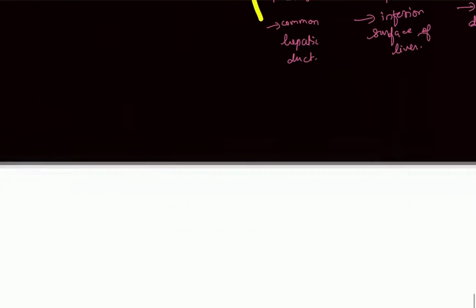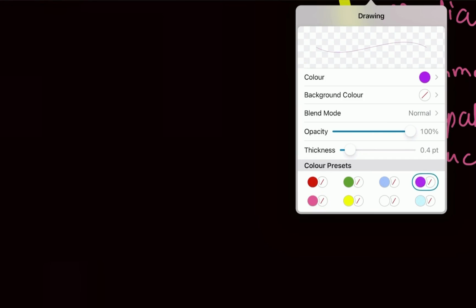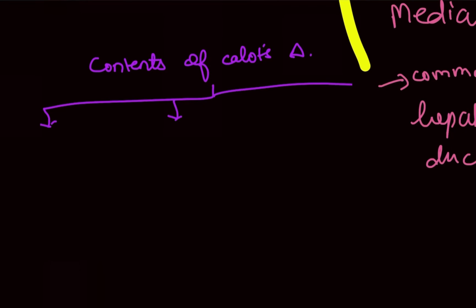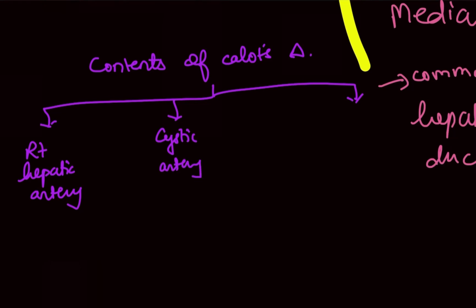Okay, now learn about its contents also. So contents of Calot's triangle. Only this much part you have to remember. You will be learning about this in detail when you will be doing surgery subject. Okay, for now just remember its border and its contents. So content is it has a right hepatic artery, a cystic artery, lymph node of Lund, and lymphatics.